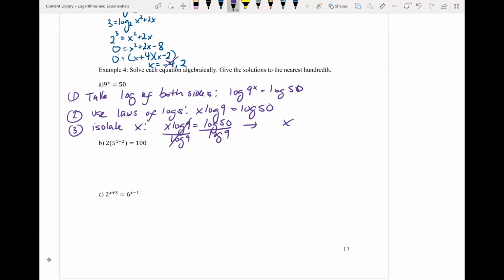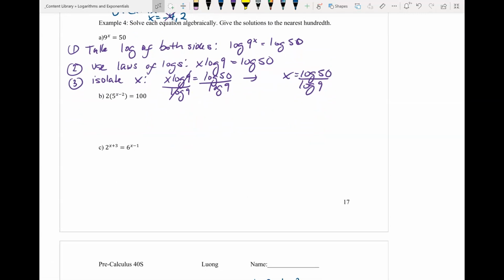Then we're left with x is equal to log 50 over log 9. If this was a calculator question, you can go ahead and plug this into your calculator, log 50 divided by log 9, and then round to the nearest 3 decimal places. Or if it was a non-calculator question, you would just leave it like this.